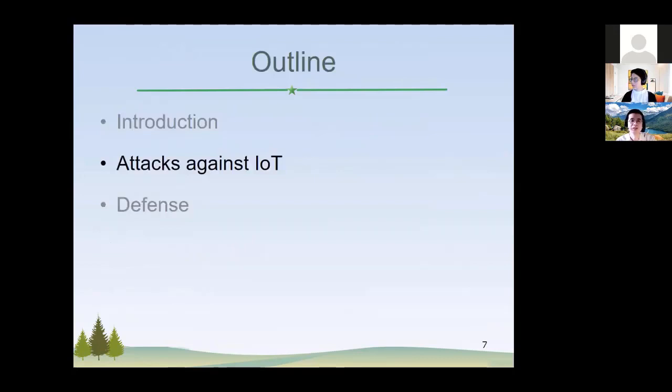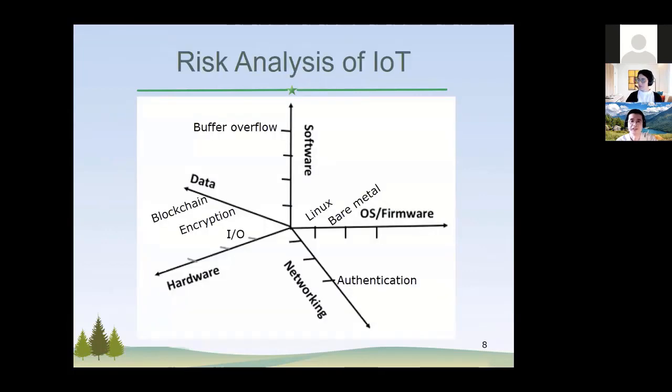IoT has a bigger problem: security, because IoT will be deployed everywhere. If we don't care about security, then our privacy and security will be compromised. When we talk about IoT security analysis, we have to look at it from different aspects. Here are at least five aspects.